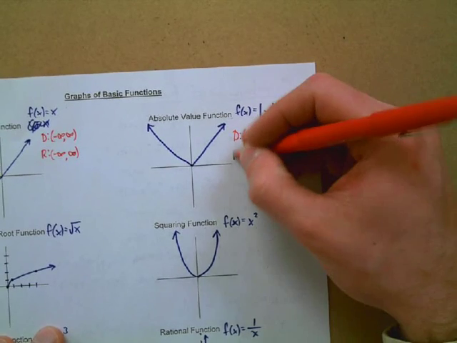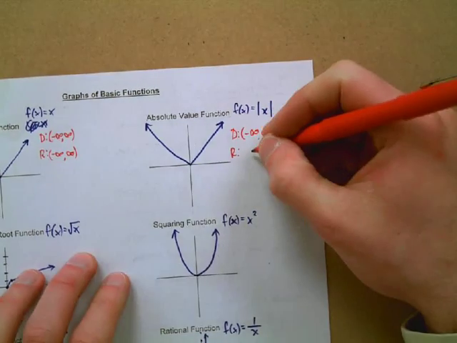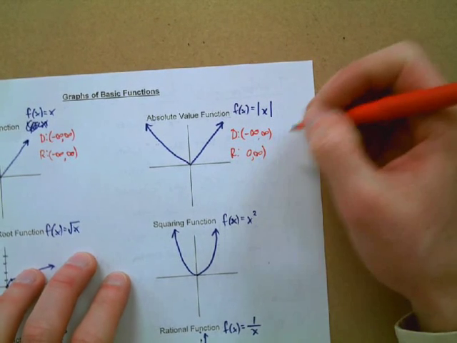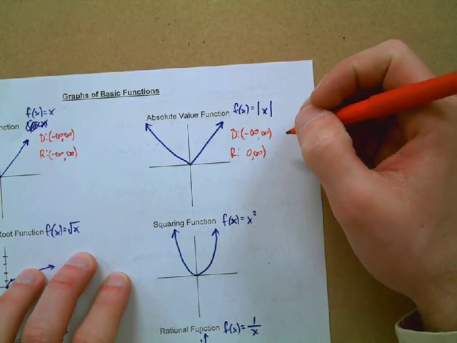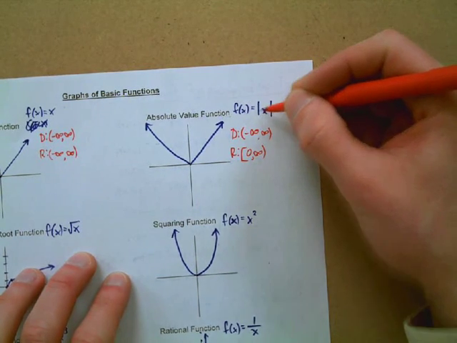How about the range, though, Julia? What would that be? 0 to infinity. And do we include or exclude that 0? Include. That's right. We do get there, right? You plug in 0 for absolute value of 0. It would give you 0. So we do have that there.